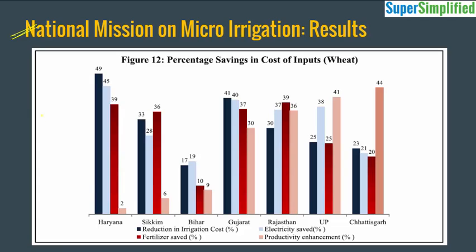Now whatever we have spoken till now is not theoretical. It is already tested in certain regions in the country. So let's see what are the results which we have experienced there. This is a graph which shows percentage savings in cost of inputs for wheat, right?